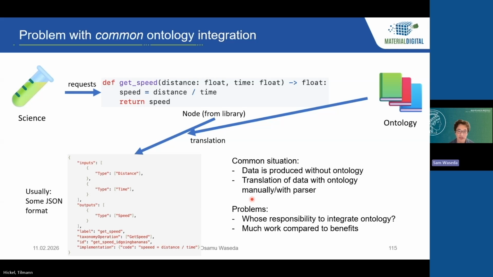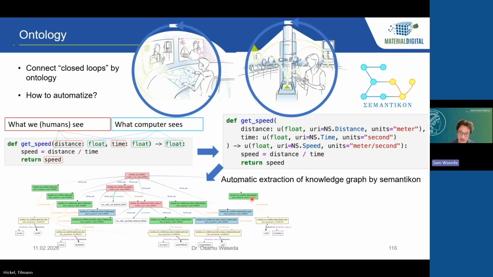And then the solution we came up with was to include this information directly into the node. So on the left-hand side, you can see again this same node that gets speed. And what we mean, obviously, is that the distance and time are inputs, and the output is the speed. But what the computer sees, again, is just three numbers, right? So how about just making the computer see what we see?